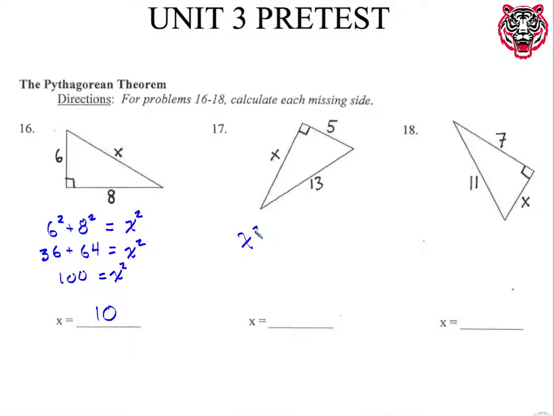So I have x squared plus 5 squared is equal to 13 squared. X squared plus 25 is equal to, okay, someone new. Who hasn't done 13 squared yet? There it is. Eva has 169. Subtract 25 from both sides. I get 144. Therefore, x is equal to 12.